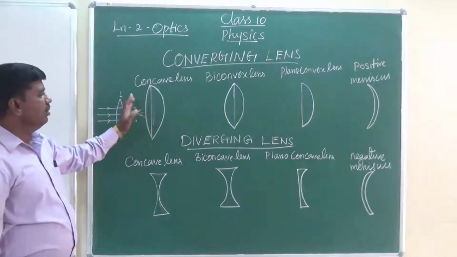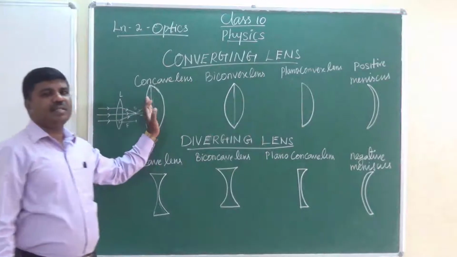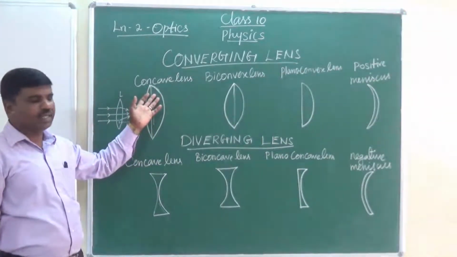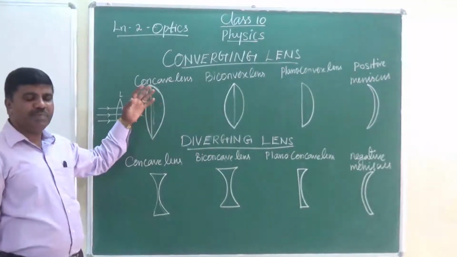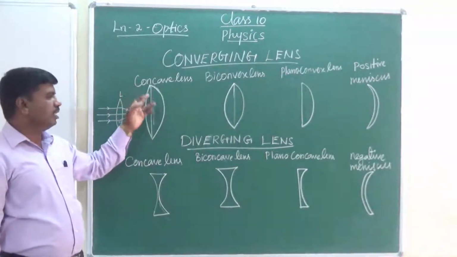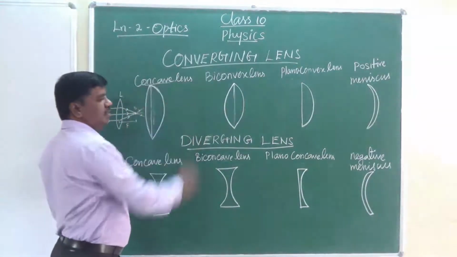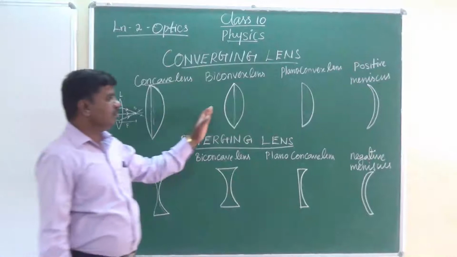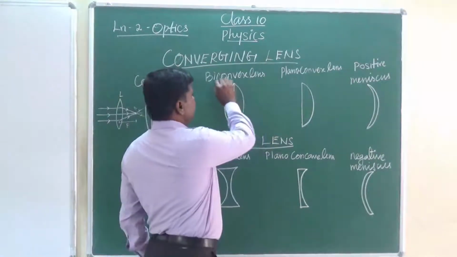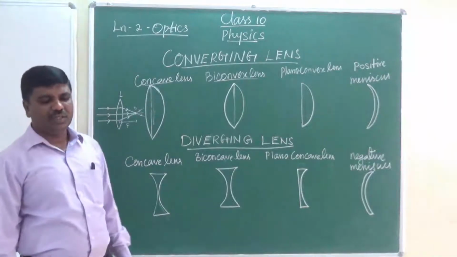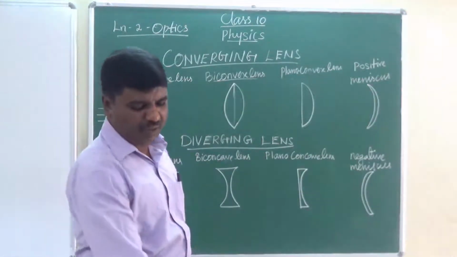Maybe this lens is used for laboratory purposes, labs for research or anything. Mostly they are using this concave lens. Okay. Next one, the biconvex lens. Okay. This is nothing but the biconvex lens, which I showed you.